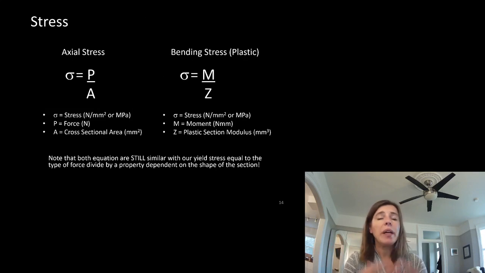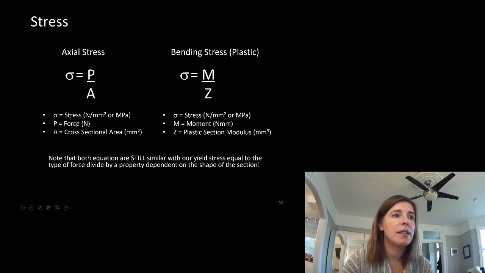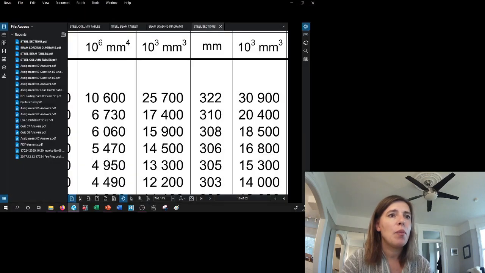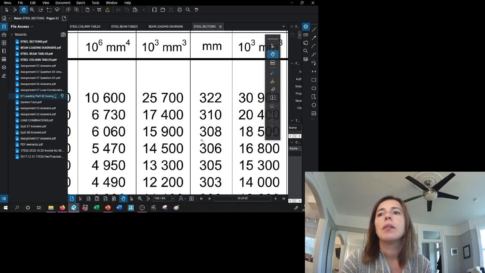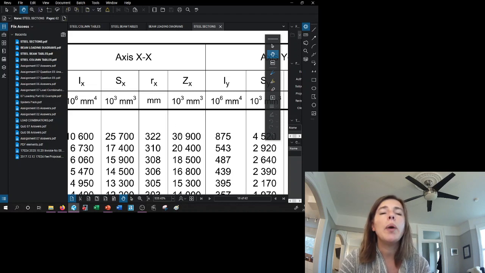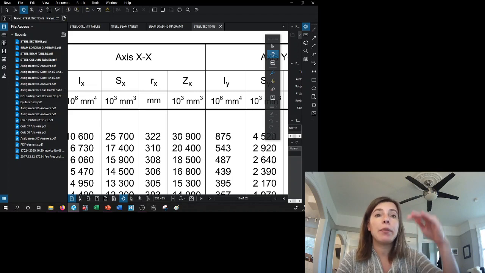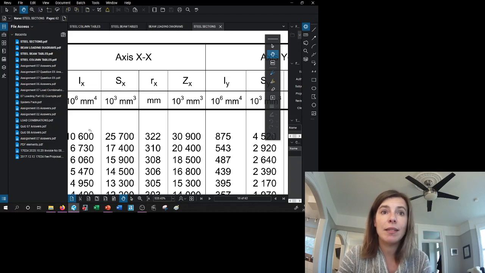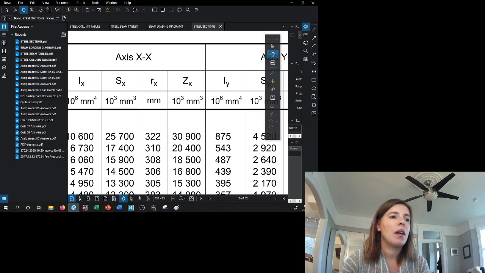And we can look that up as well. In fact, if we come over here, we can see that we had SX and we had ZX. And the only thing different is that ZX is a little bit bigger, meaning we'd be allowed to take on a little more load, or we'd be allowed to go to a slightly higher stress. It's not really a higher stress, it's more we get to take on more load.